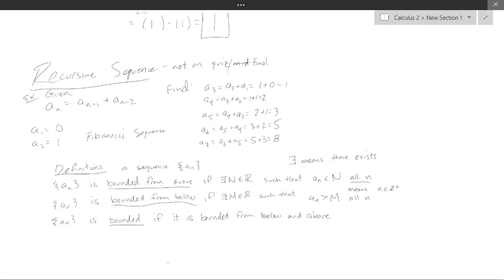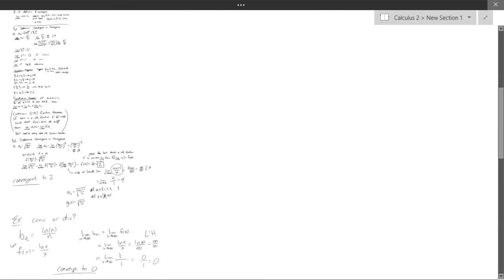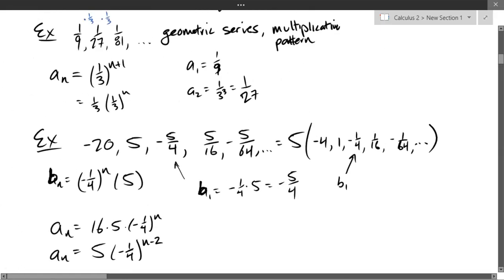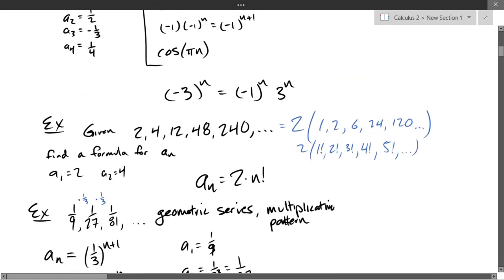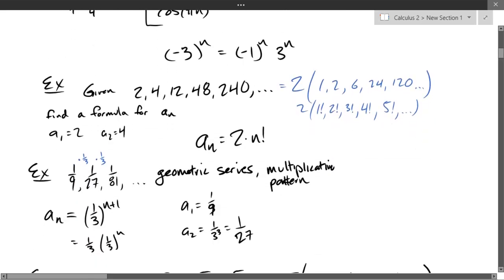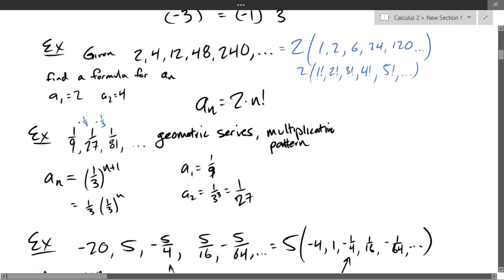And if I scroll up, there's plenty of others. Did a few at the beginning. All right, this second example, 2, 4, 12, 48, 240, bounded from below? Yes, definitely. You can choose 1. You can choose any number that's less than 2. So I think 1 would be the natural choice. Could choose -400 if you really wanted to, but you generally want to pick the best bound that you can, the closest bound.